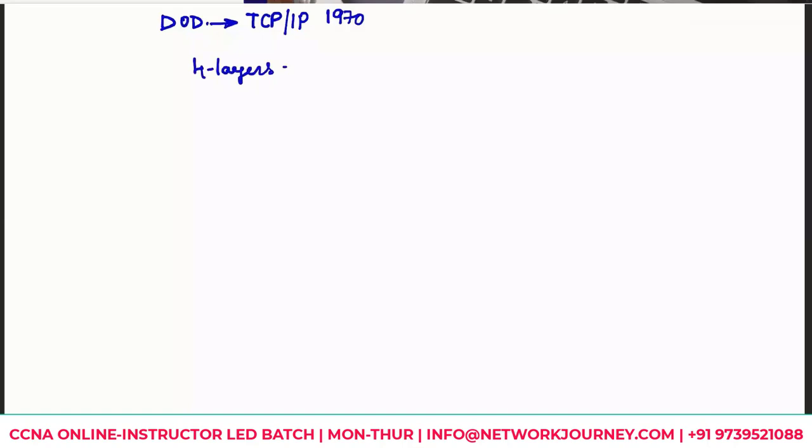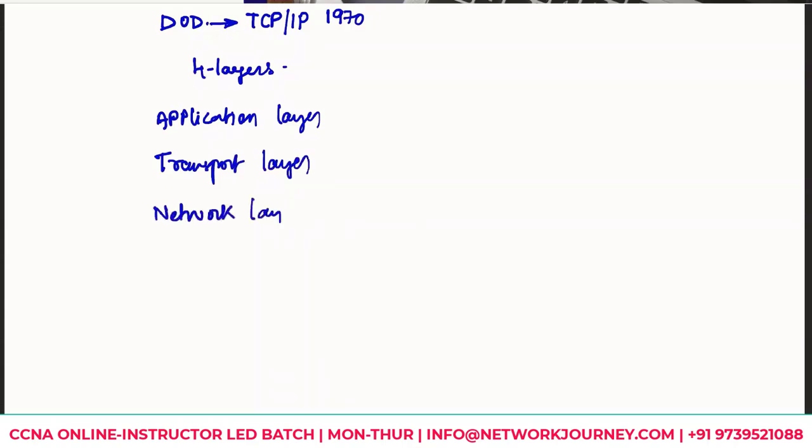Let's say the application layer. Then we had something called the transport layer, network layer, and let's say the data and the physical layer. 1, 2, 3, and 4.